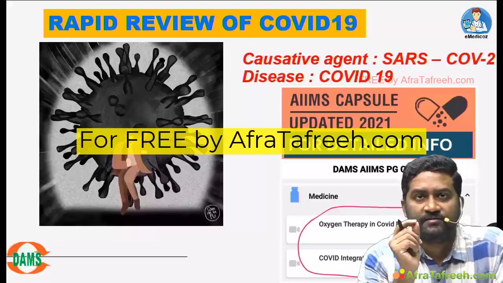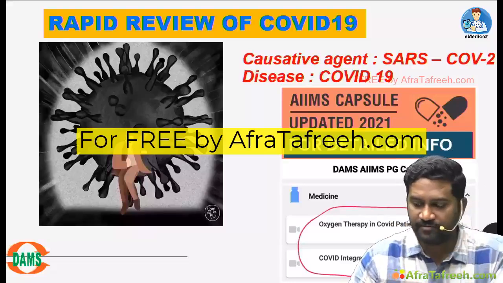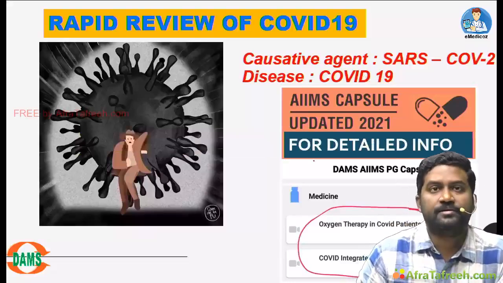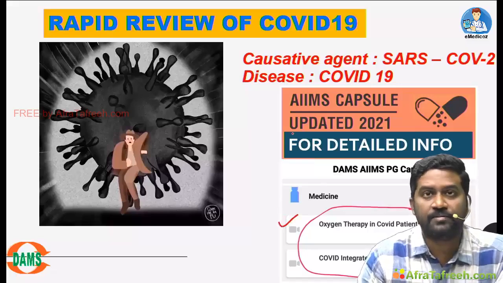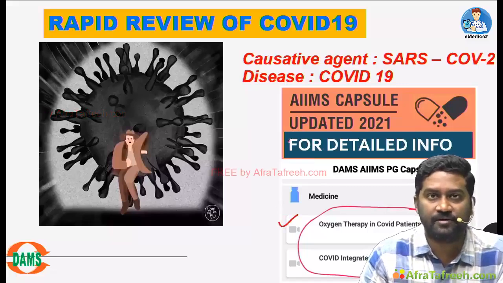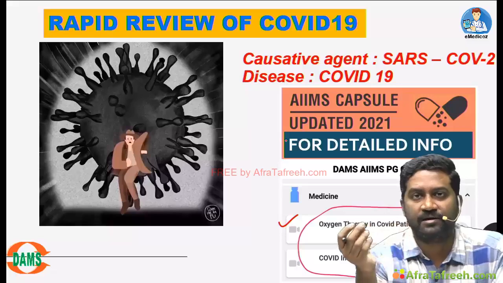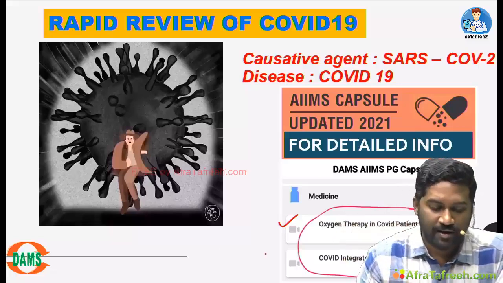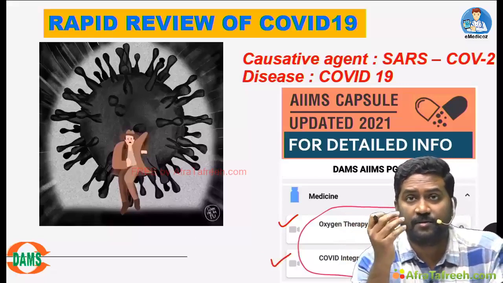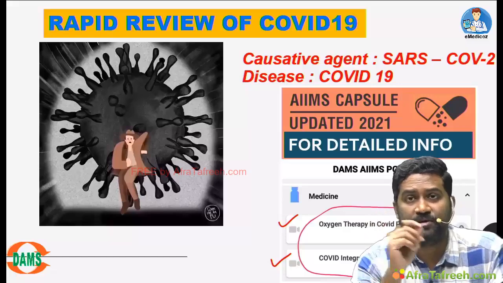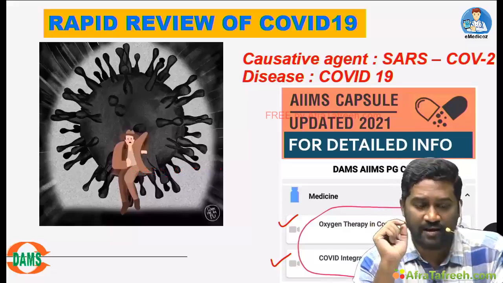Students, let us see a rapid review of COVID-19. For more detailed information, I have already done a session on oxygen therapy in COVID-19 patients. You can look in the AIMS capsule updated 2021. It covers all the oxygen devices, right from simple nasal cannula to high flow nasal cannula. There is also a COVID-19 integrated capsule containing microbiology, medicine, radiology, PSM. Now this is for regular class, a rapid review of COVID-19 under 30 minutes.